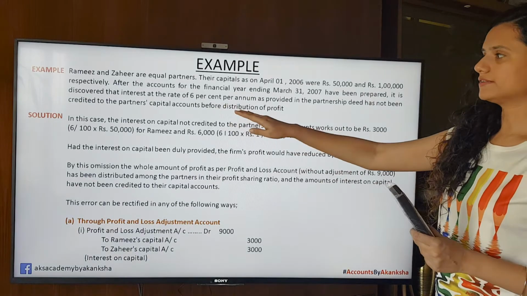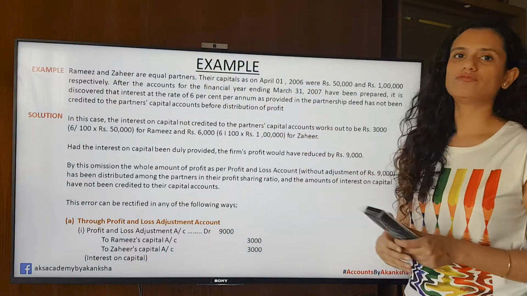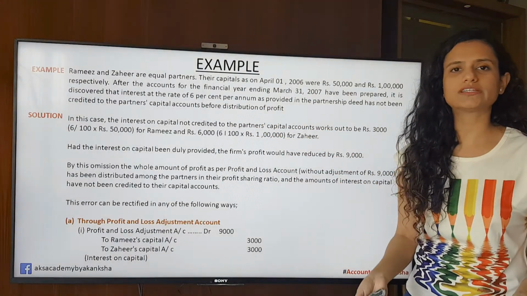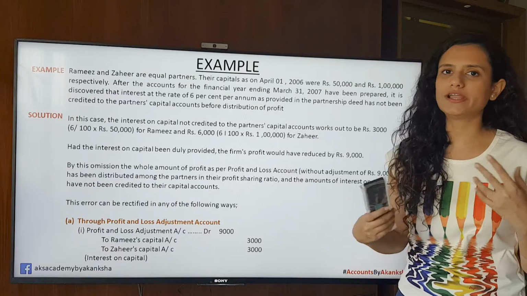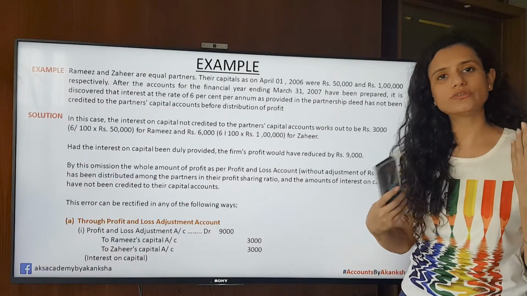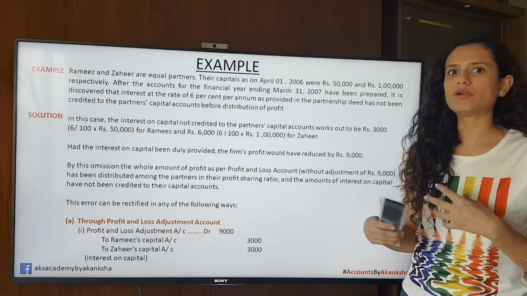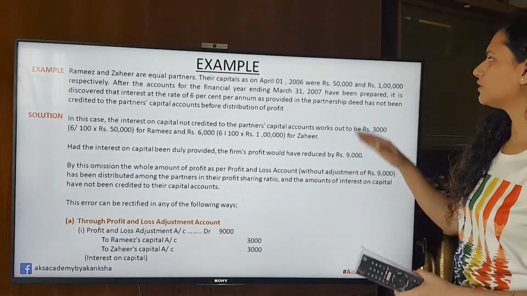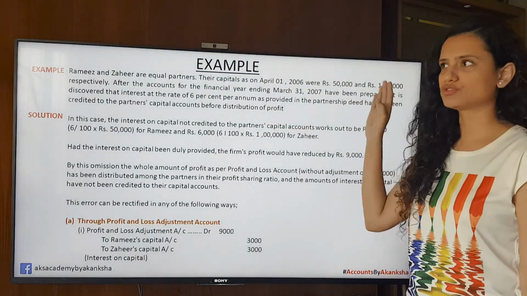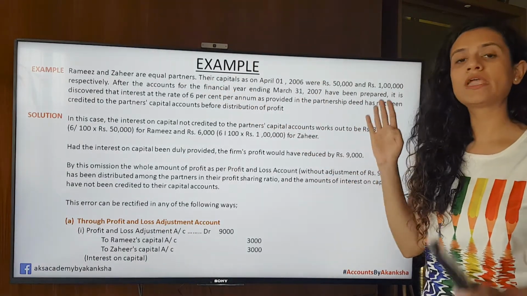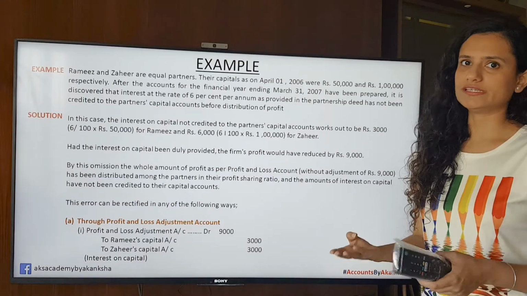Now, it is to be credited to the partners' capital accounts before distribution of profits. That means the profit was distributed, but interest on capital was not deducted, it was not given to the partners at all. So, in this question, now what is the next step? First, we already know what are the capital contributions of Ramiz and Zahir. Find out the interest on these capitals.